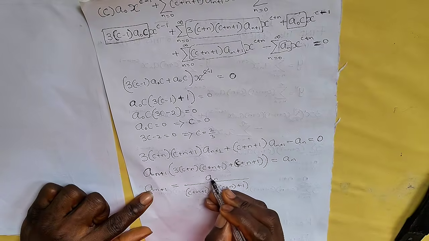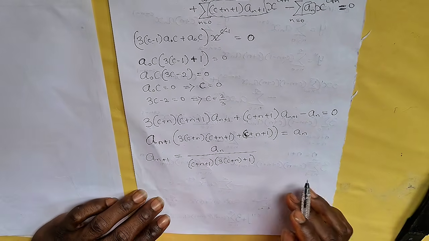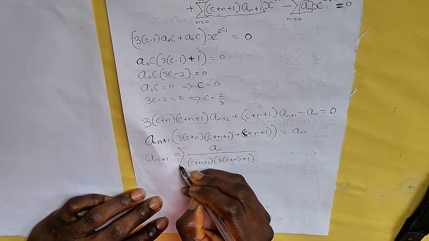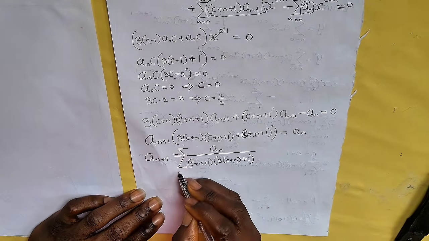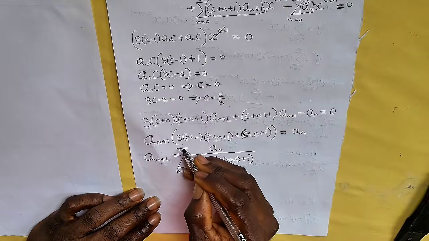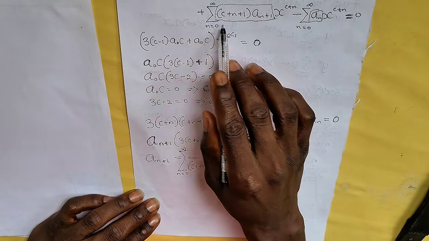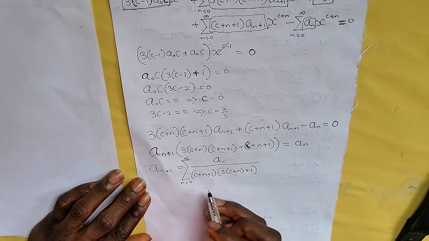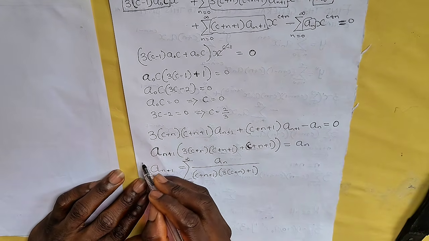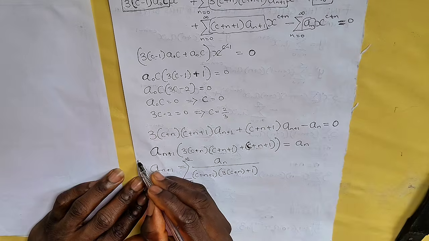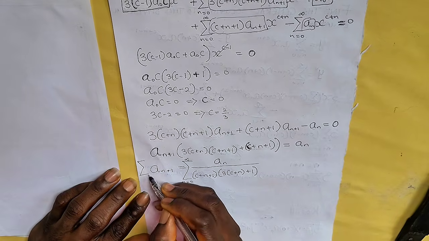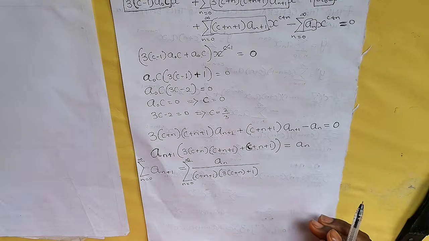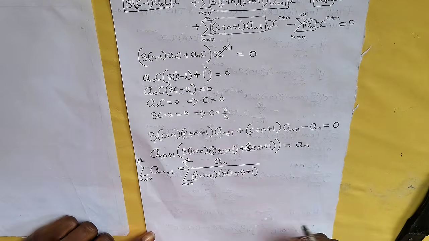Then, yeah, I divide by a. So I can replace my summation sign back. n equals to 0 to infinity, right? That's where we are. n equals to 0 to infinity. Then this is also a summation from n equals to 0 to infinity.